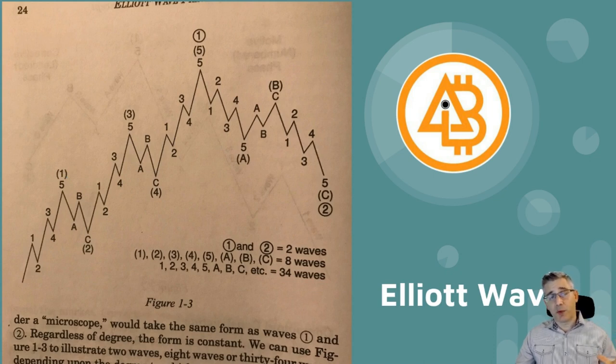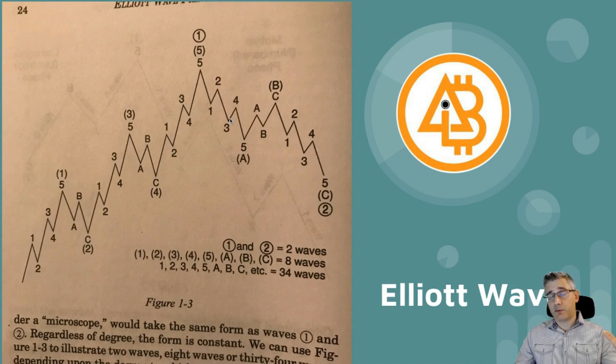And then it's followed by a three-movement correction. We see that as A, B, and C. So it's going to be 1, 2, 3, 4, 5, and then A, B, C. Again, 1, 2, 3, 4, 5, and A, B, C. Now at the top here, you can see the pattern reverse.